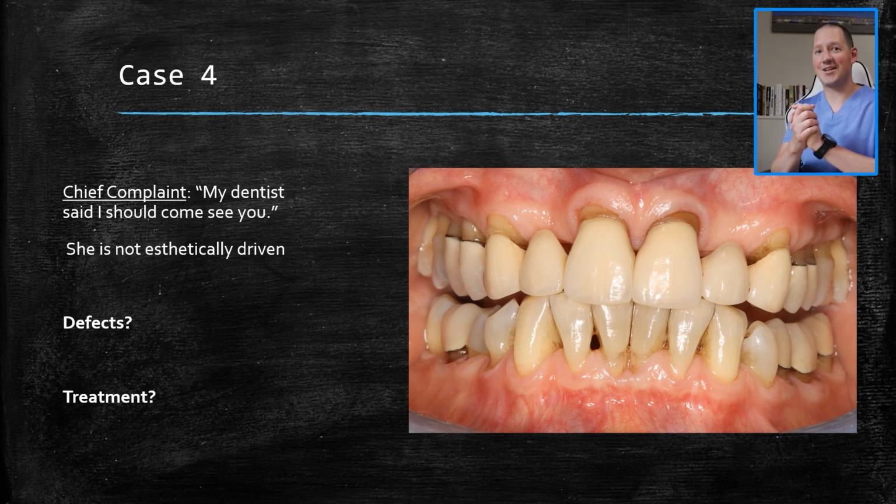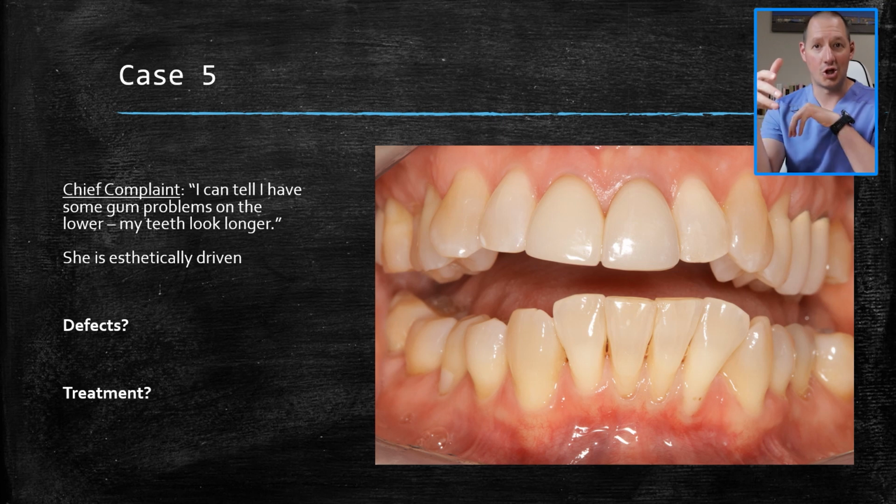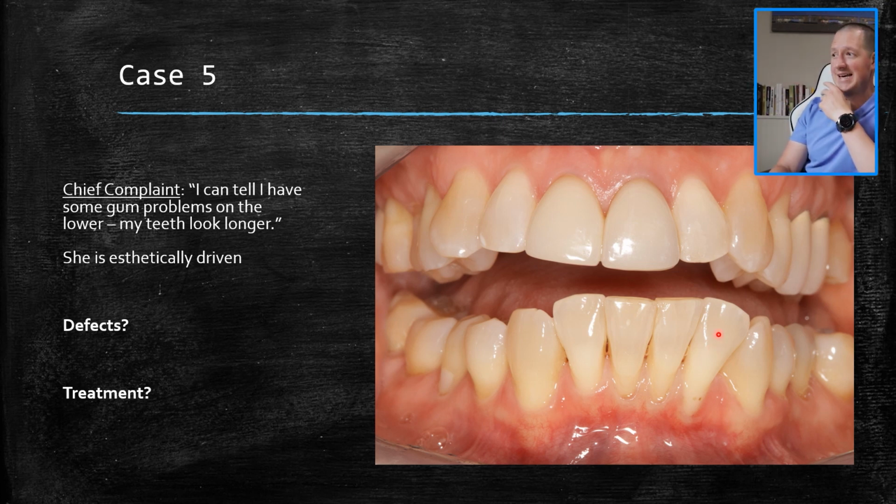All right, last case here, case number 5. The chief complaint for this patient is, "I can tell I have some gum problems on the lower. My teeth look longer." This patient is aesthetically driven. So let's look at the top arch here. Everything looks pretty fine. There's a little bit of recession on some of her premolars. We're not going to focus on that too much, but we do see recession on the bottom teeth, which are the teeth of concern especially.